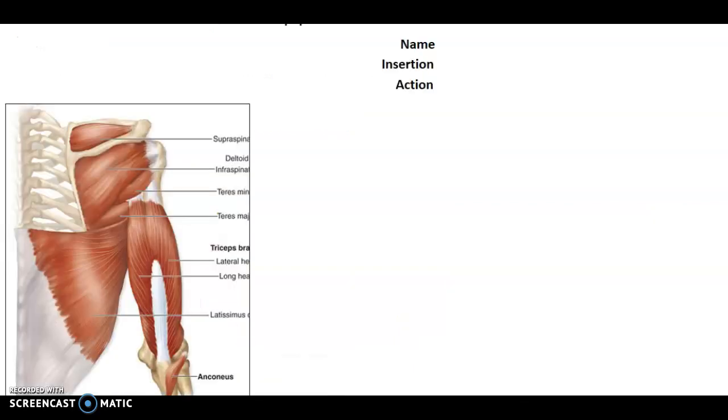Okay, I'm going to teach you the secret muscle. See this little thing right here? See that little itty bitty thing? That is called the anconeus. Its insertion is the olecranon process. Its origin is the lateral epicondyle right there. And it allegedly extends the lower elbow.